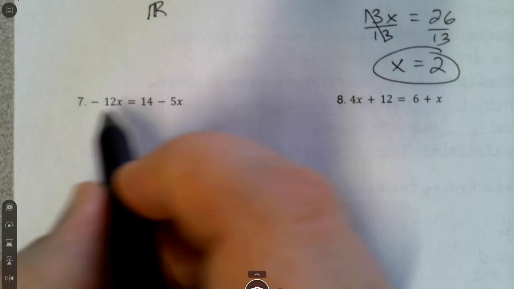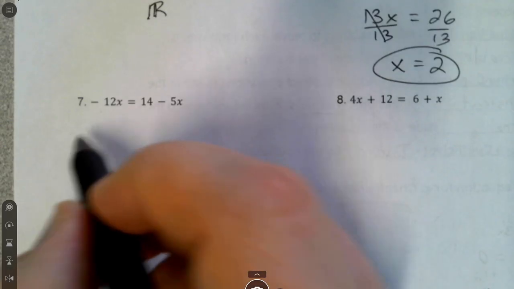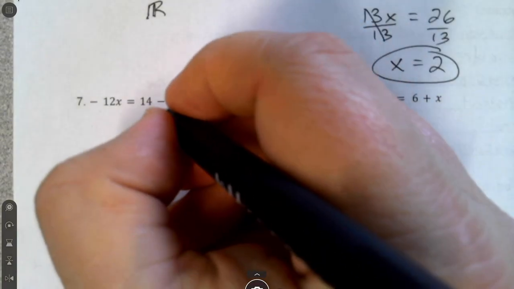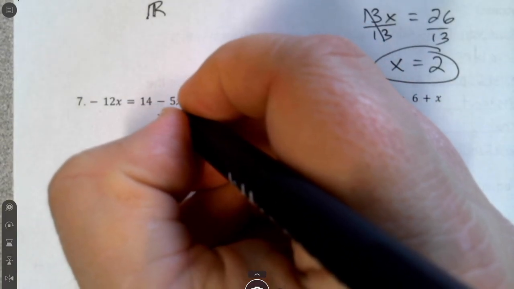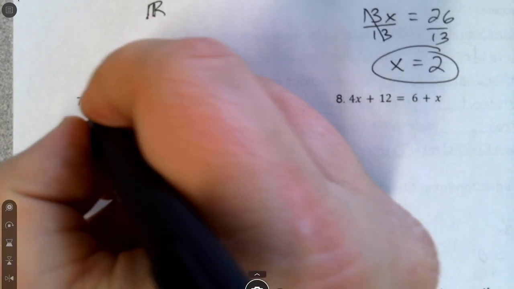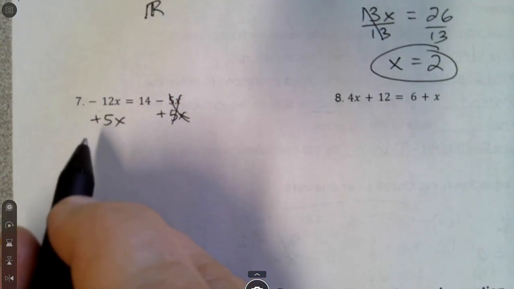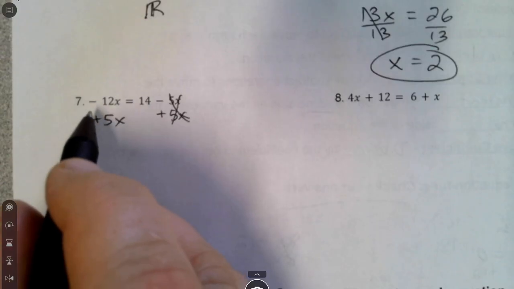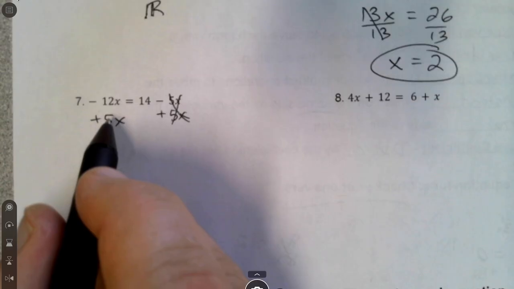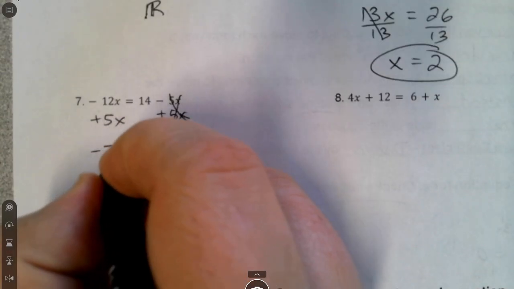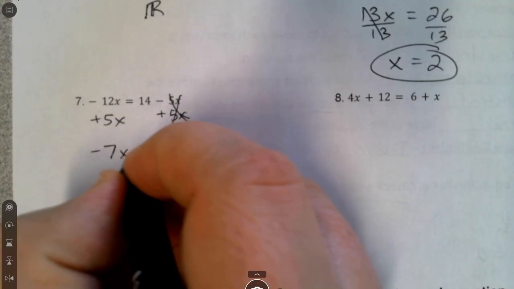Number 7, we want to combine the variables. You could add either one of these over. You could add 12x to both sides, or you could add 5x to both sides. I'm going to choose to add 5x to both sides. Now be careful with your negatives. I know these have x's, but you can use your calculator to help you with this, because you just tell the calculator negative 12 plus 5. And that tells you negative 7. So that's the coefficient that goes in front of the x.